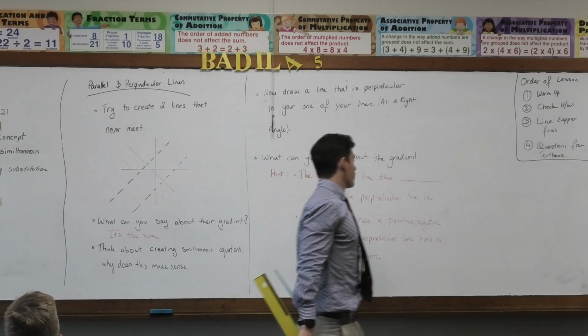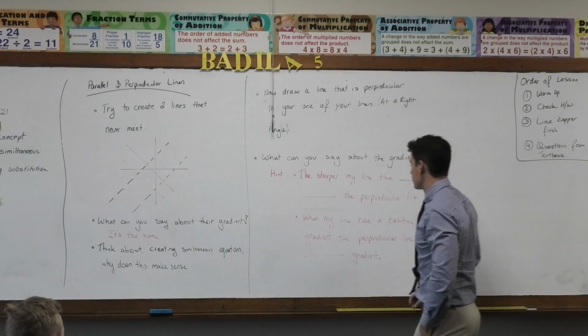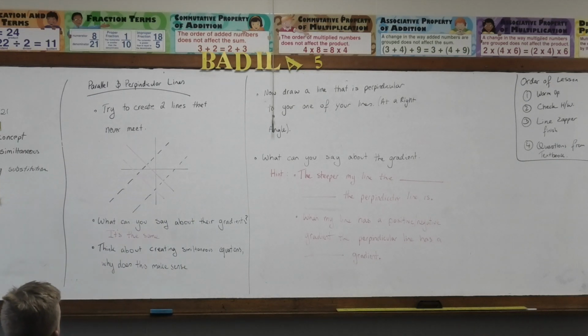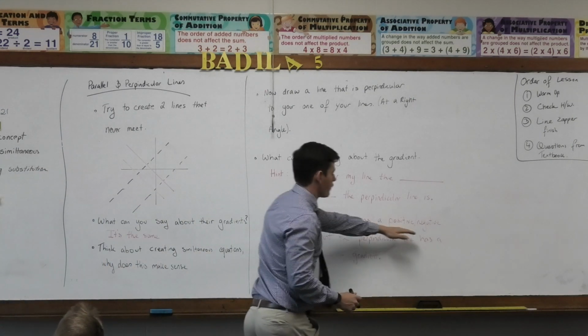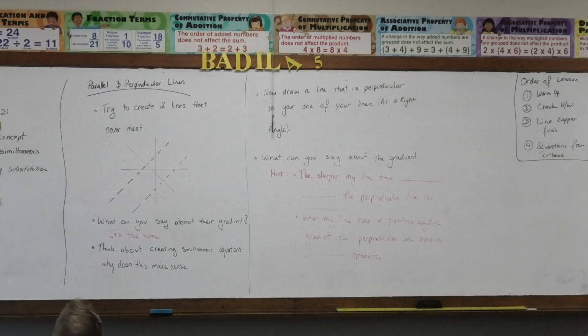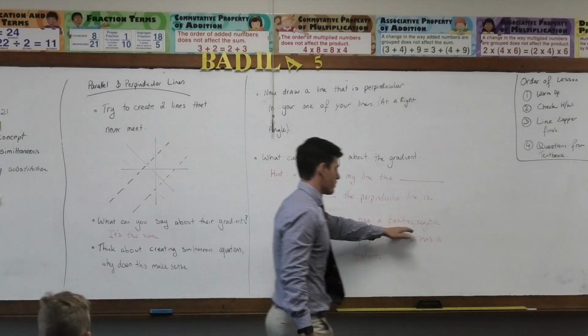So I want you to fill out these. What can you say about the gradient of my perpendicular line? The steeper my original line gets, the something my perpendicular line gets. I want you to fill that out from what you just saw. Have a think. When my line has a positive or negative, you pick whichever one you've got. So I've left both options open. If you've got a positive gradient, what happened to your perpendicular line? If your regular line had a negative gradient, what happened to your perpendicular line? So circle whichever one of these is relevant for you.